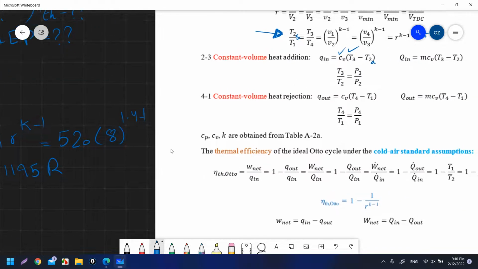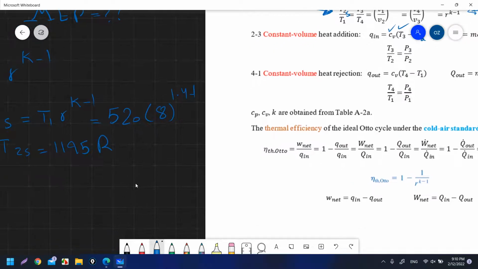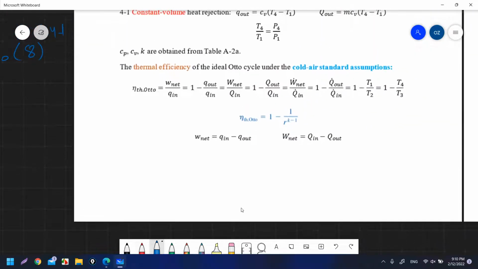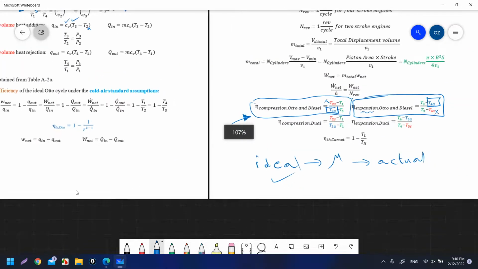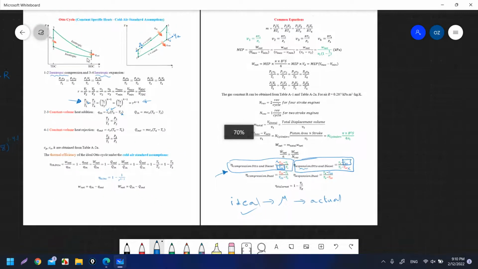Do not substitute T2S in Qn. In Qn you find the actual heat addition, because it is an actual Otto cycle. So let's find the actual temperature. To find the actual temperature, we already found the ideal temperature. We'll use the isentropic efficiency of the compression, because we are talking about state 2 in the compression process from 1 to 2.